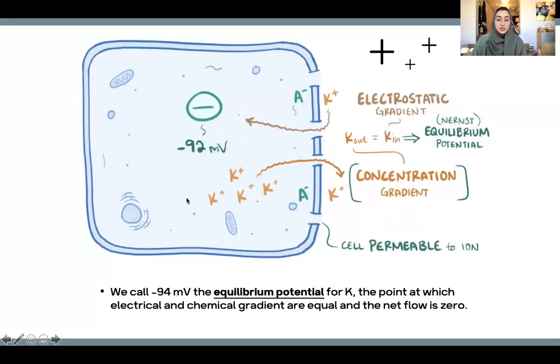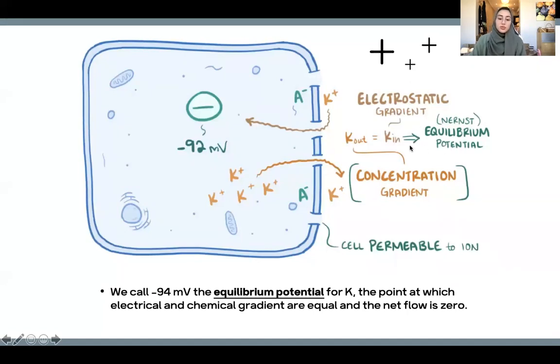So with potassium, we know potassium is more inside of the cell and it wants to go out. So that's the concentration gradient, okay? But then you have the electrostatic gradient that tells you it's a lot more positive here. Potassium doesn't want to go out. So once the amount of potassium going out of the cell is equal to the potassium going into the cell, so this is just neutral, that's what we call the equilibrium potential. And it's calculated by something called the Nernst equation.